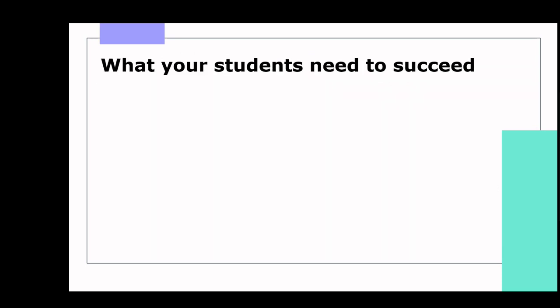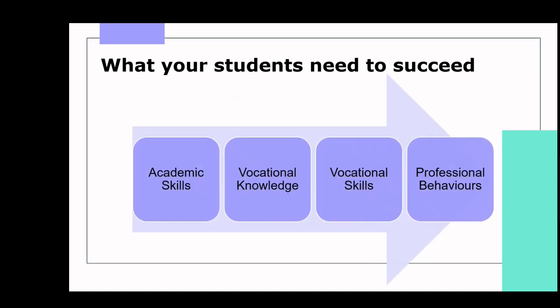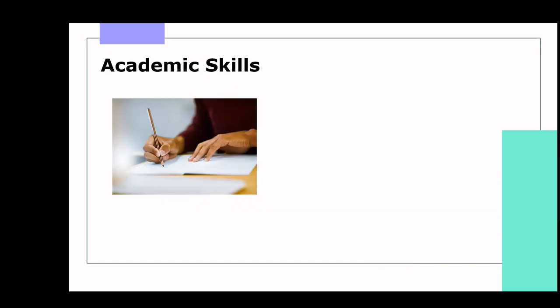So first, let's look at what do our students need to succeed? What areas should we be tracking and formatively assessing? We can look here at how the behaviours build. Ultimately, we have our professional behaviours, but these build on our vocational skills, our vocational knowledge, and then that builds on our academic skills. So we should be tracking our student progress throughout this journey, ranging from academic skills to professional behaviours. We'll first look at academic skills.